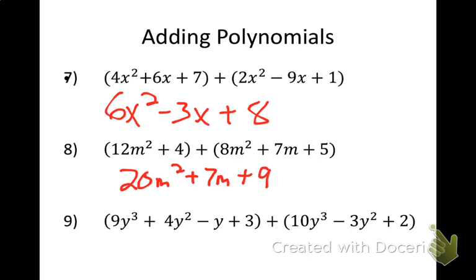Nice job. And again, the key here, make sure you put these in standard form. So make sure you put that 7m first before the constant. Always putting these in standard form is going to be key from here on out. And then the last one, number 9. What do you say for number 9, Reagan? 19y to the third plus y squared minus y plus 5.